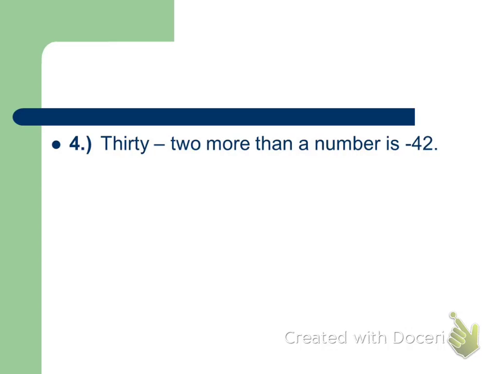Jakeem, what did your group get for the equation? 32 plus n equals -42. I like it. If you put n plus 32, that would be the same thing. With addition, the order does not matter.